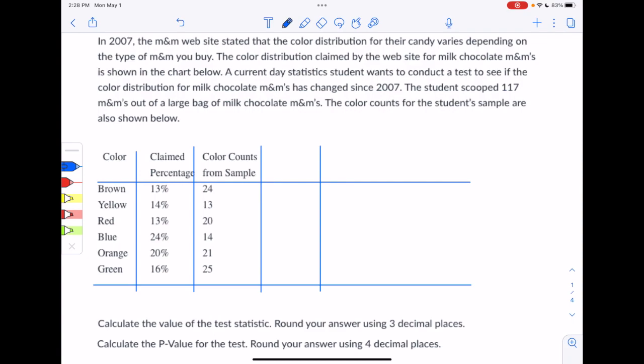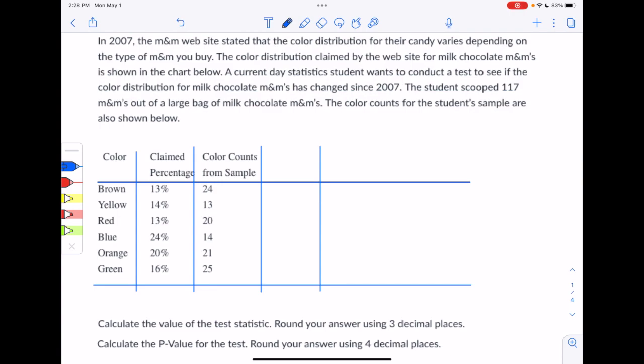In 2007, the M&M website stated that the color distribution for their candy varies depending on the type of M&M you buy. The color distribution claimed by the website for milk chocolate M&Ms is shown in the chart below. A current day stat student wants to conduct a test to see if the color distribution for milk chocolate M&Ms has changed since 2007. The student scooped 117 M&Ms out of a large bag of milk chocolate M&Ms, and the color counts for the student sample are also shown below.